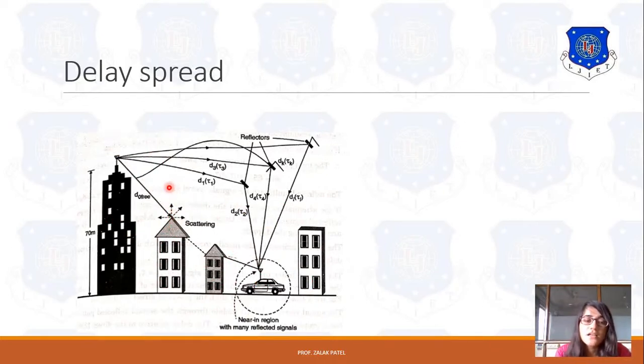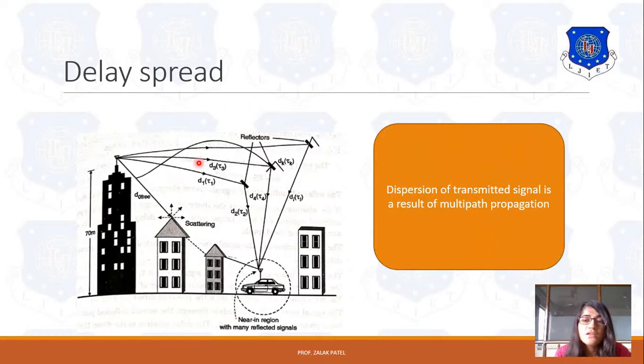The signal is faded into different directions, or we can say the signal is scattered in all directions, and because of that the signal strength will be reduced. So in the case of delay spread, you have to consider some power delay profile. Here the dispersion of the transmission signal is a result of multipath propagation.